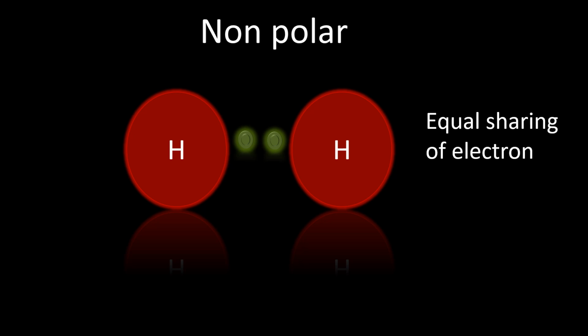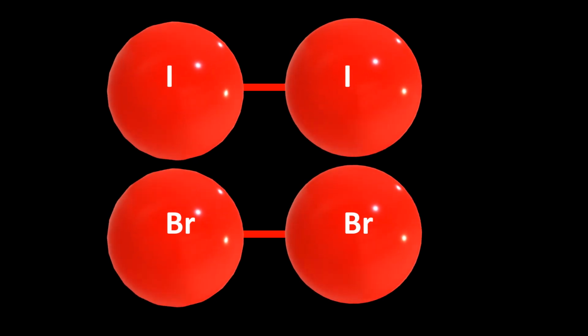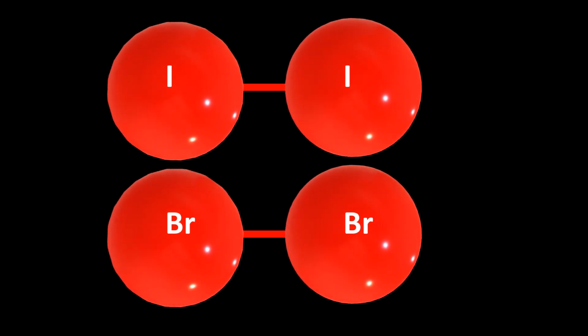So let's take other examples of non-polar molecules, like iodine molecules and bromine. All those molecules which consist of the same element, like bromine, iodine, oxygen, nitrogen, will be non-polar molecules because there will be equal sharing of electrons.